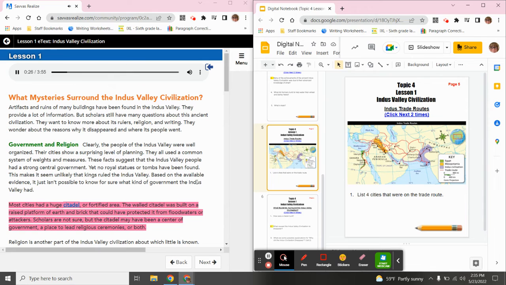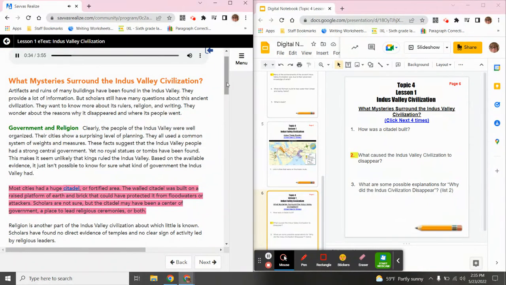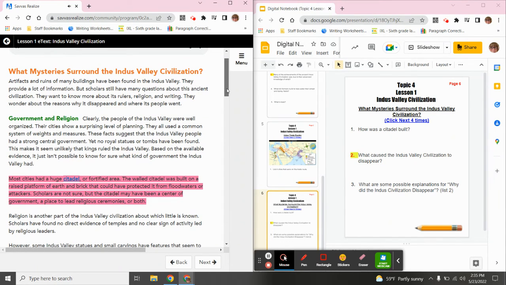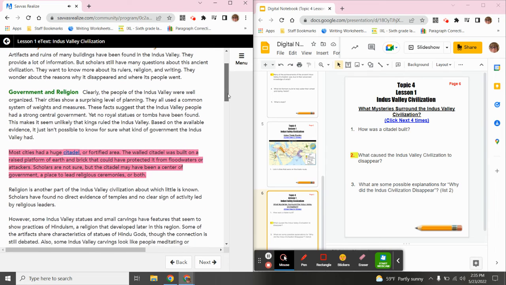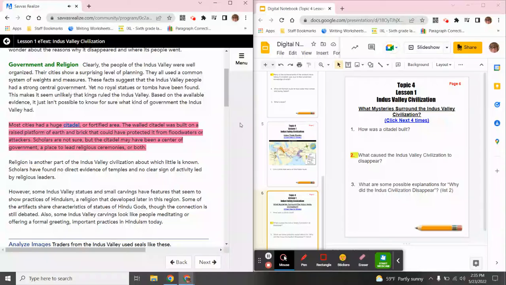Government and religion. Clearly, the people of the Indus Valley were well organized. Their cities show a surprising level of planning. They all used a common system of weights and measures. These facts suggest that the Indus Valley people had a strong central government. Yet no royal statues or tombs have been found. This makes it seem unlikely that kings ruled the Indus Valley.